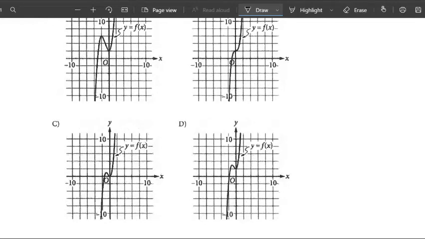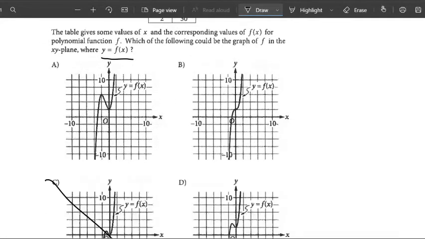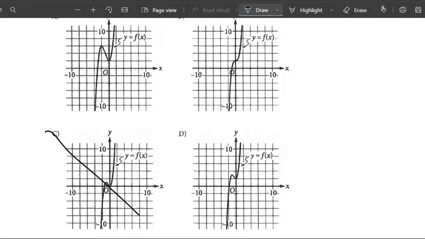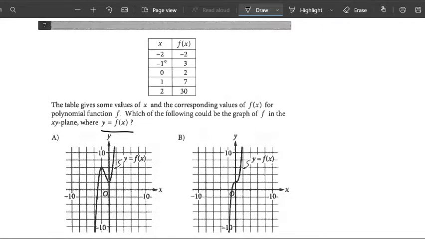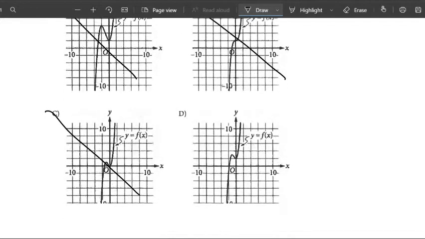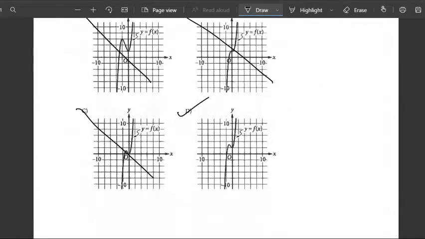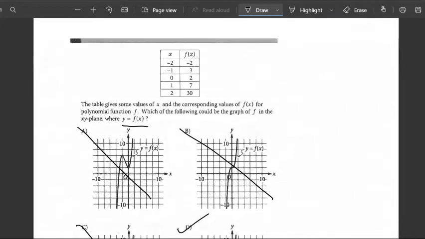Y is 0, so we can cut this off. Y is 2, that's correct. Okay. Now let's check. For x of minus 2, if the value of y is 6, then this would be the graph, right? But if x is minus 2, f of x is minus 2, so that's wrong. Now let's check. If x is minus 2, that's also wrong. So if x is minus 2, f of x is minus 2, so that's correct. So the seventh answer is D.